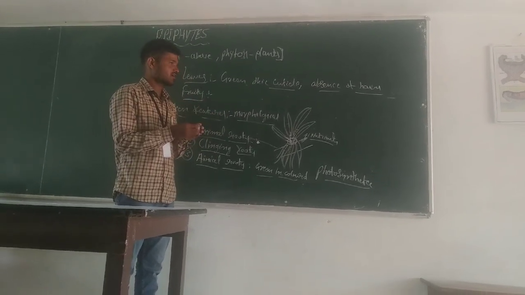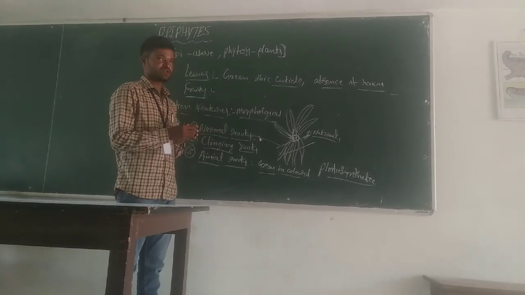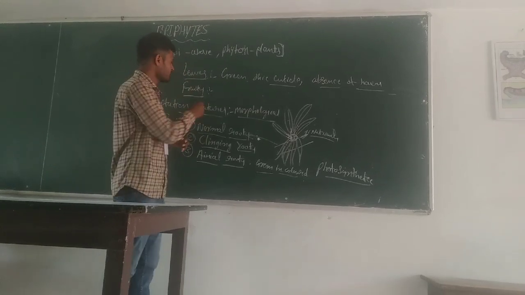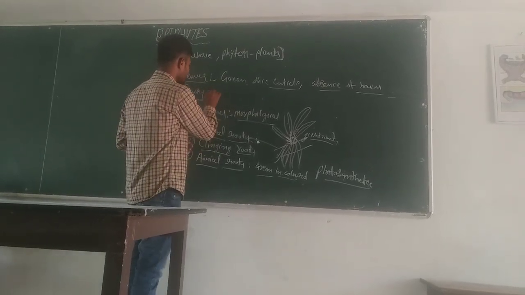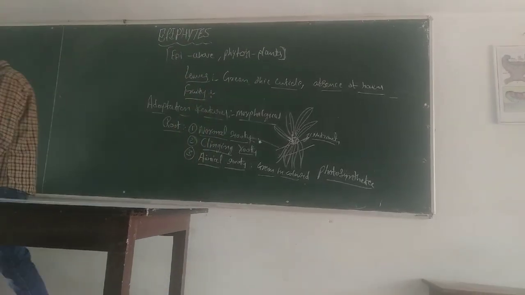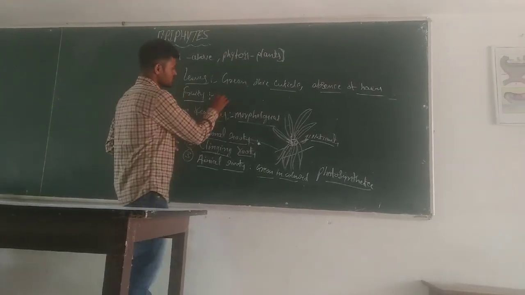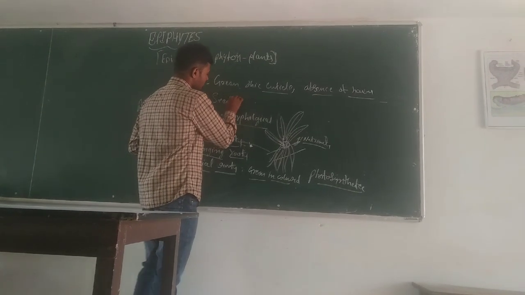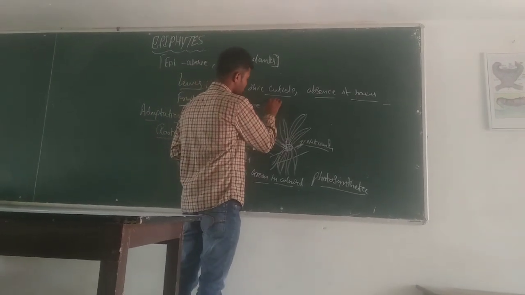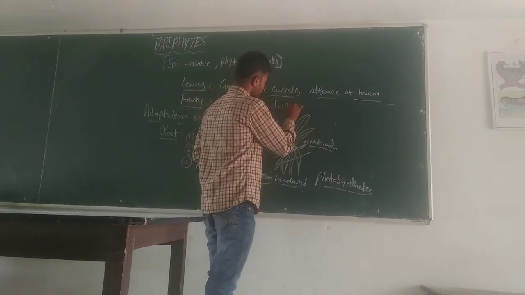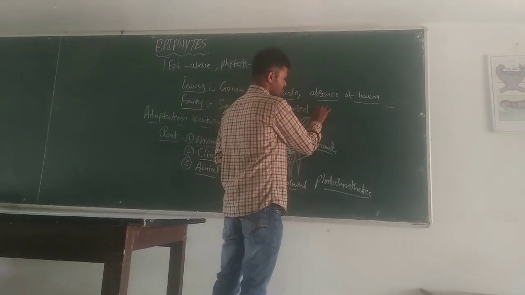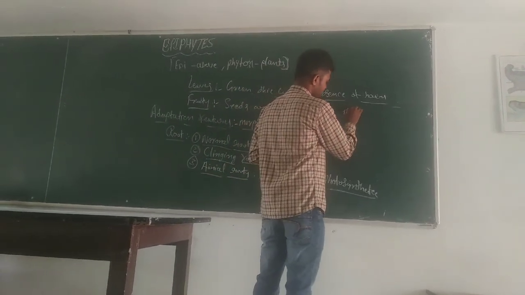The seeds are dispersed in the fruits by some chemical substance. The fruits are dispersed, broken down. Seeds are dispersed by wind.